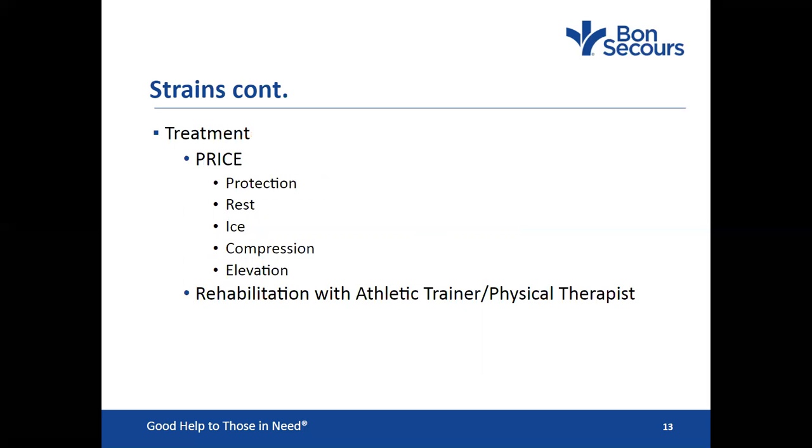Treatment for muscle strains is similar to sprains. Protect the muscle from further injury, rest, ice, compression, and elevation. A rehabilitation plan with your athletic trainer or physical therapist, along with modified activity during practices, can facilitate recovery after the injury.